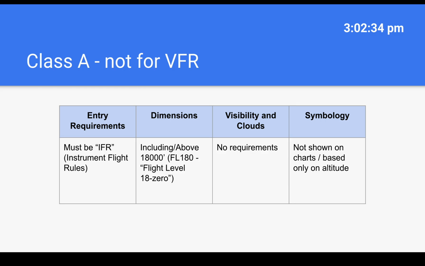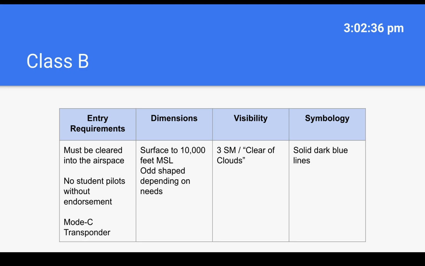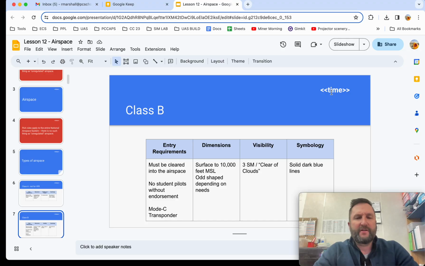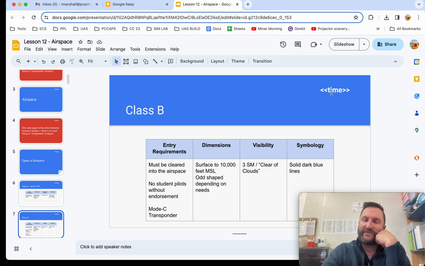All right. Now we have Class B airspace. So Class B, you must be cleared into that airspace. Class B is around busier airports in the country. You can't be a student pilot in Class B without a special endorsement in your logbook saying that you've received and logged flight training in that airspace and also at the airport within that airspace. So you have to have two different endorsements to land in it. You can fly through it with one endorsement, but you can't land there without that second endorsement.